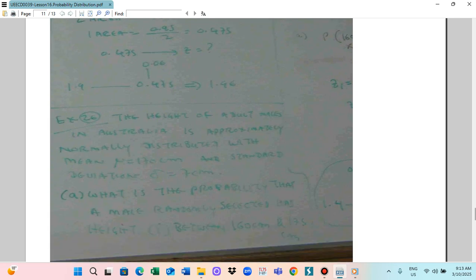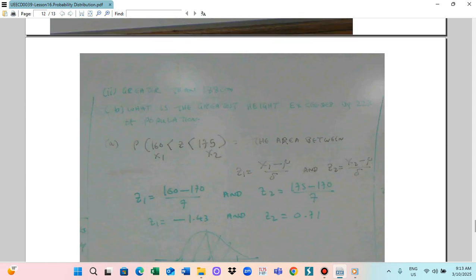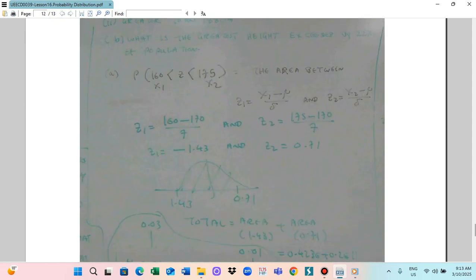Okay, so this is the problem. The height of adult males in Austria is approximately normally distributed with the mean mu of 170 centimeters, the normal height of an Austrian, and the standard deviation sigma of 7 centimeters. What is the probability that a randomly selected person has a height between 160 centimeters and 175 centimeters?